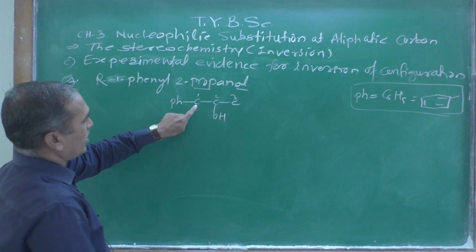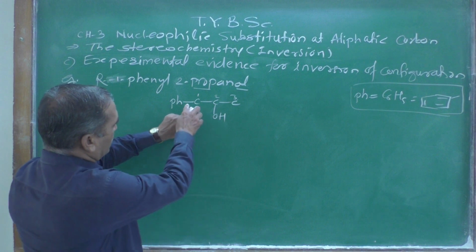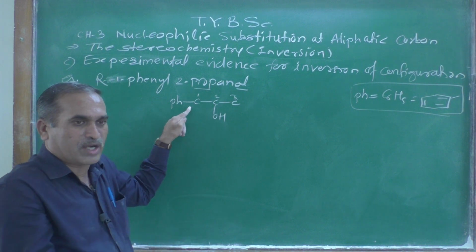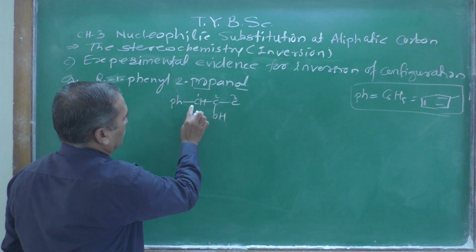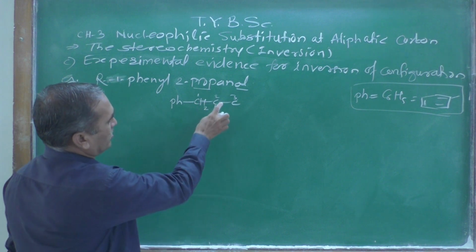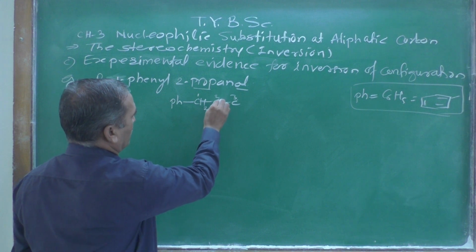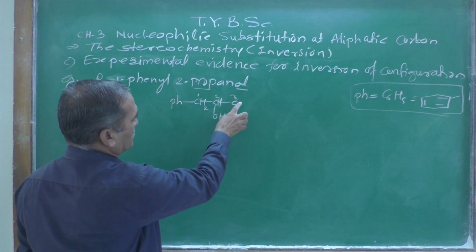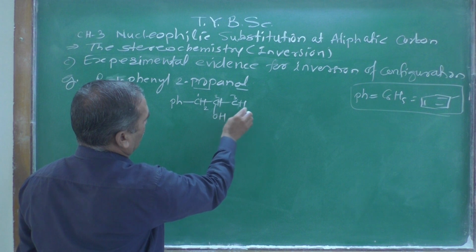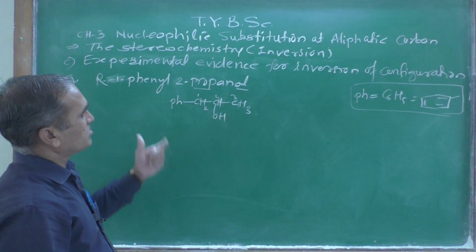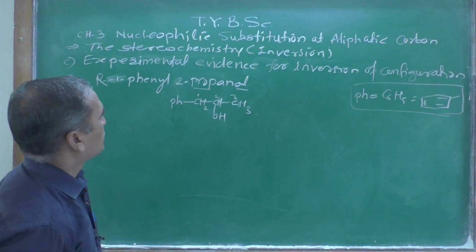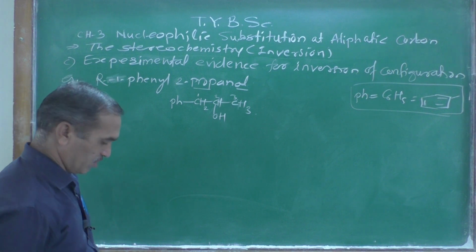Look at here now, at one carbon atom there are 2 bonds. How many hydrogen atoms should I attach here? CH2, right? Here 1, 2, 3 bonds are already there, so one hydrogen atom, and this terminal carbon has only one bond, so I should attach 3 hydrogen atoms. So this is the structure of 1-phenyl 2-propanol.